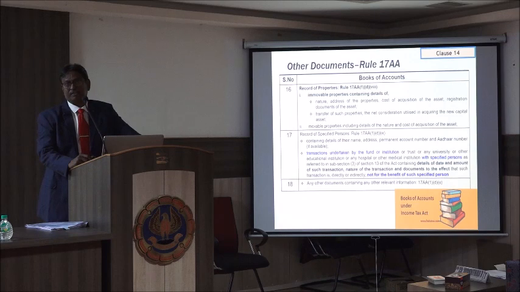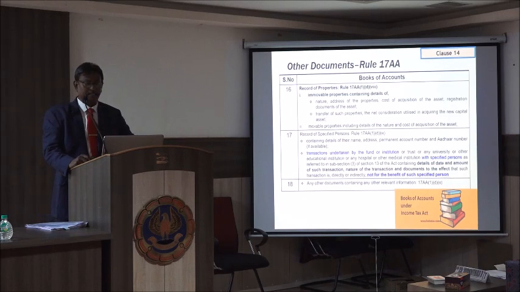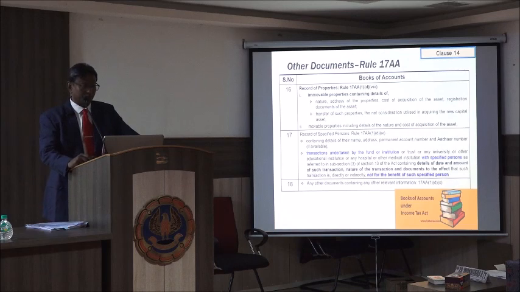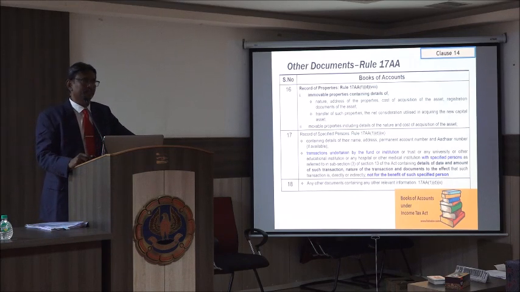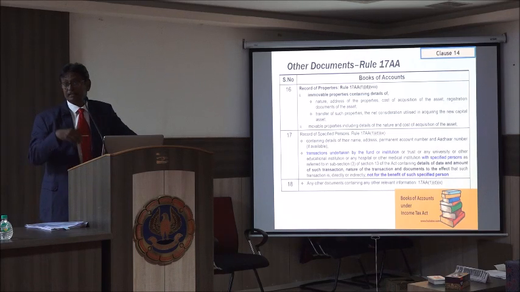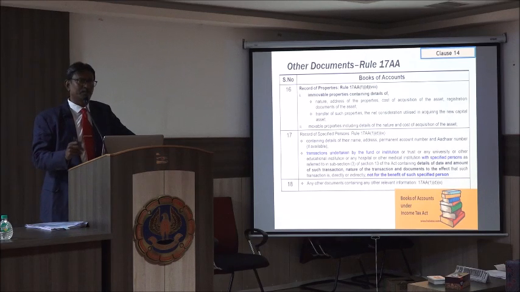And record of properties, whatever properties you have, immovable properties, containing the details of nature, address of the properties, cost of acquisition, registration document, transfer of such property. I had an FCRA visit yesterday, sir. 3 o'clock it started, went up to 7 o'clock. 4 hours, one stretch. That person who came from the Intelligence Bureau, he doesn't know the cost of accounting. We will be accounting the properties at cost. Sir, this property will run into crores, sir. Why are you showing such a low amount in the balance sheet, sir?